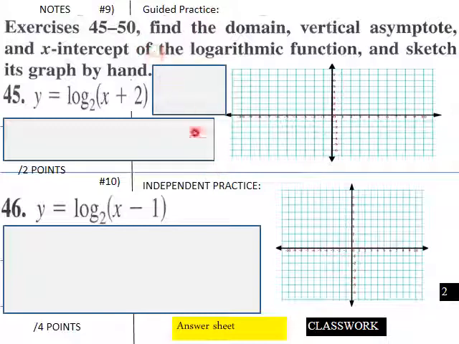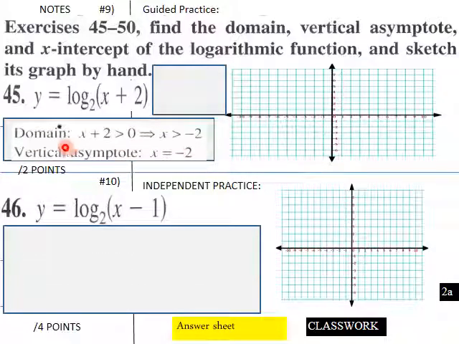Into a guided practice: find the domain, vertical asymptote, and x-intercept of this logarithmic function here, and sketch it. Sketch this graph by hand. Students, this is yours to do on your own. Pay attention up here. Okay, to do our guided practice, our domain here is x plus 2 has got to be greater than 0. Cannot take a log of a negative number, so x has got to be greater than negative 2 in this situation. X has got to be greater than negative 2.